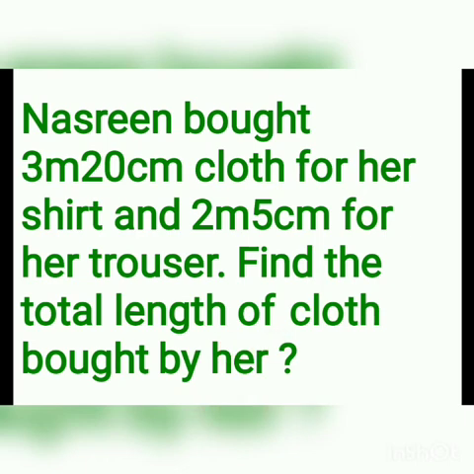So, in the previous class we discussed the application of decimal numbers, that is the conversion of units, isn't it? Here, she bought the cloth for stitching a shirt and trousers. What is the length needed for the shirt? 3 meter 20 centimeter, and for the trouser 2 meter 5 centimeter. So here the units are given in meter and centimeter, so we have to make it into one unit.